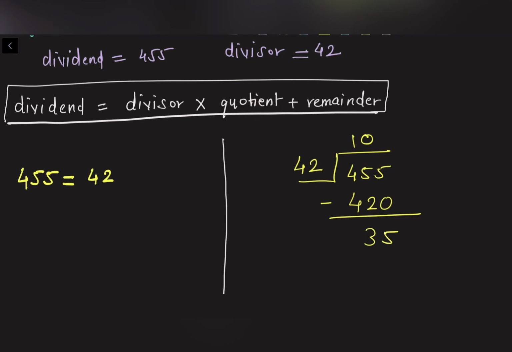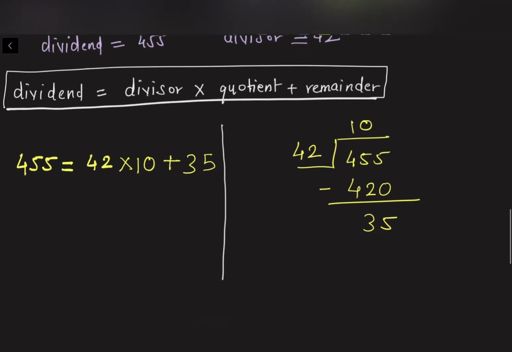35, right? So what I'm going to do is write this same thing here but in a different form. 42 into quotient, so the quotient is 10 and the remainder is 35, right? Correct. I'm just using this formula here. Both of these are the same things, only the forms are different.